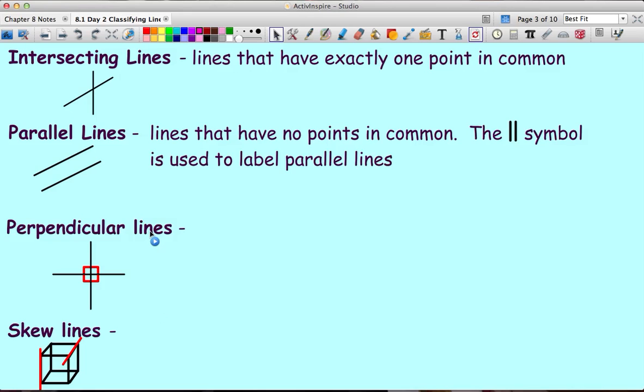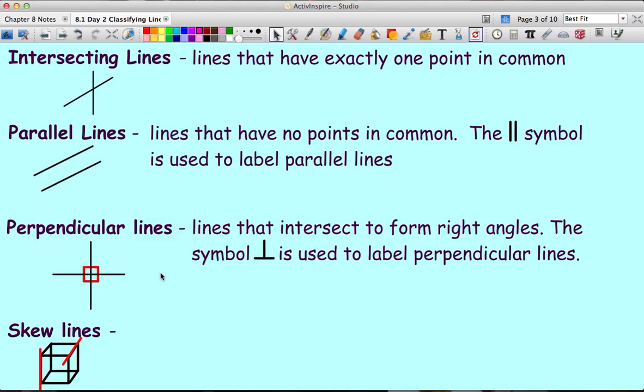Perpendicular lines. Perpendicular lines are lines that intersect to form right angles. The symbol upside down T is used to label perpendicular lines. You'll notice that the lines make four right angles. That's what perpendicular lines do. Even if the lines were to stop and just make this upside down T like you see here, you have to imagine that the line would still go through and it would still make two 90-degree angles down on the bottom.